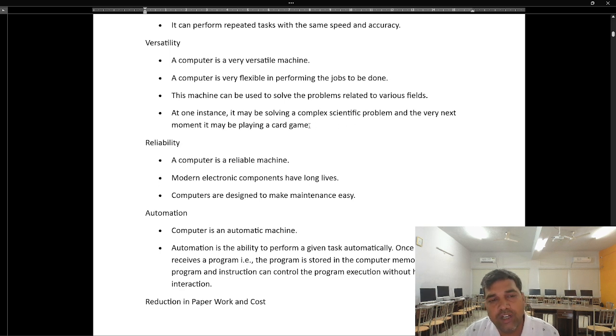Like many of you students are versatile. At home, while watching TV you are doing your homework. While watching TV you are having your lunch. Doing more than one work at a time means you are versatile. The computer is versatile, it will never say no to any work.